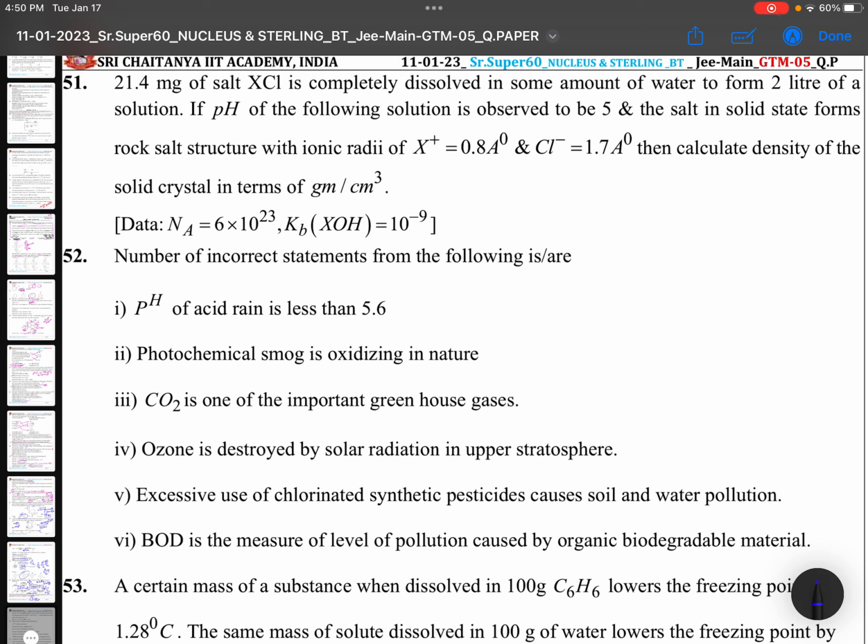More than 99.9. The question is: 21.4 milligrams of HCl completely dissolved in some amount of water to form 2 liters of a solution. The pH of the solution is observed to be 5. The salt in solid state forms rock salt structure with the given ionic radius. Then get the density of the solid crystal in terms of gram per centimeter cube. So the density formula is known to you. Later he is asking, what are the things he asked? Get the density of the crystal.